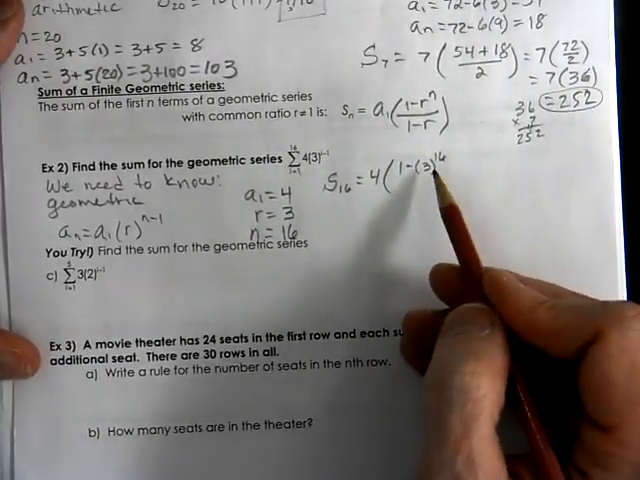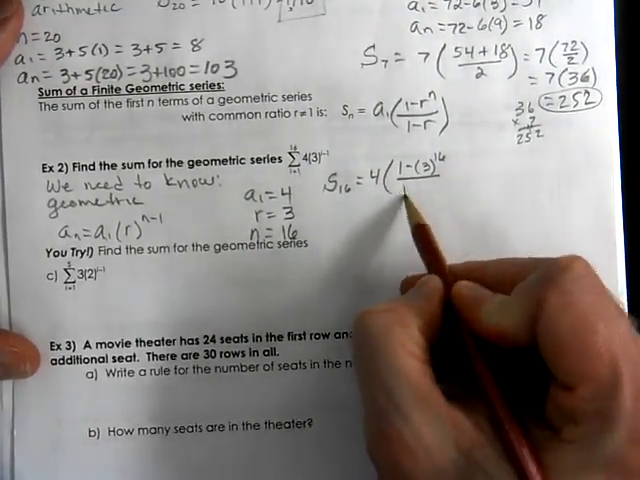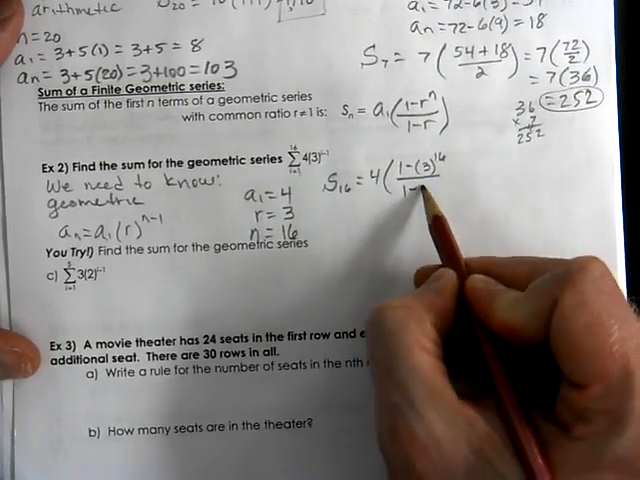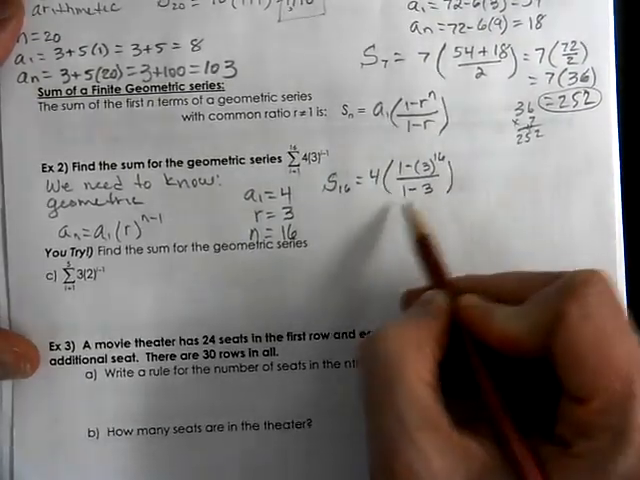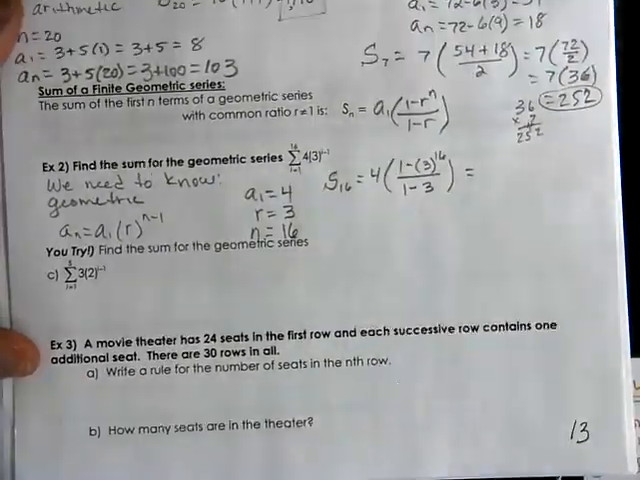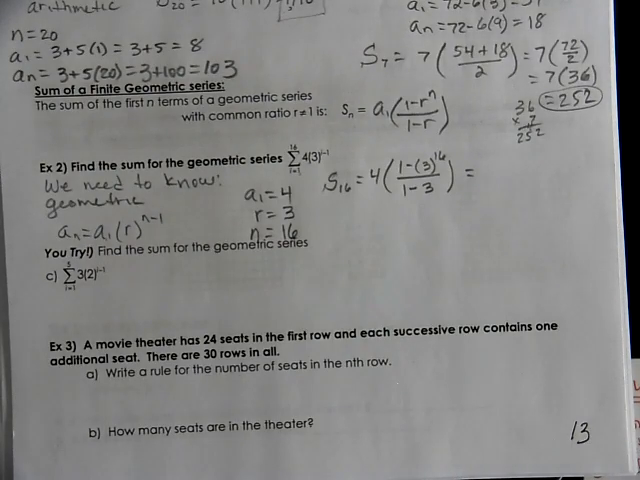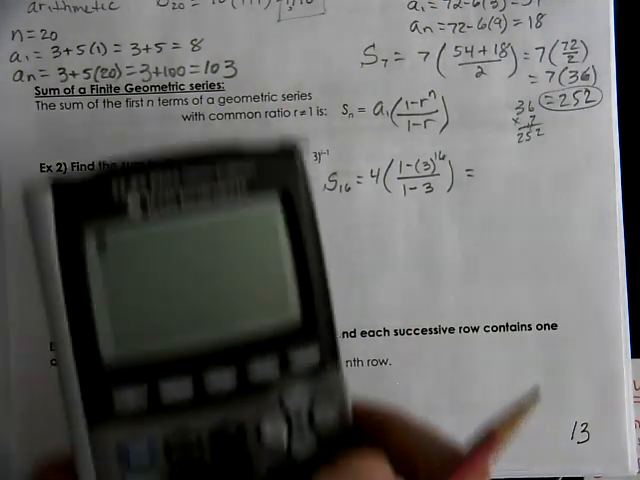3 to the 16th power is going to be a pretty large number. Minus 1 times your ratio, or 1 minus the ratio. So this one will require a calculator, especially because 3 to the 16th power is not on our power chart.